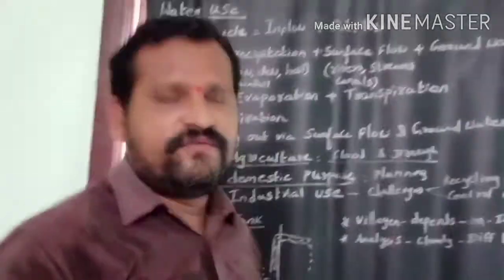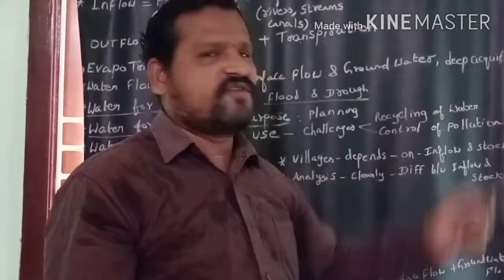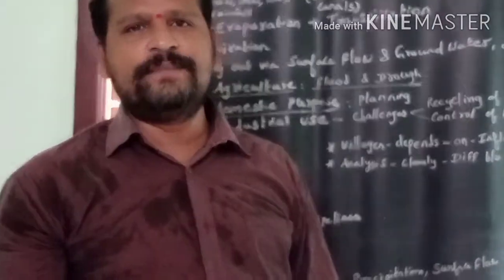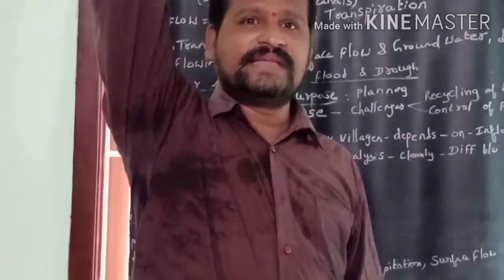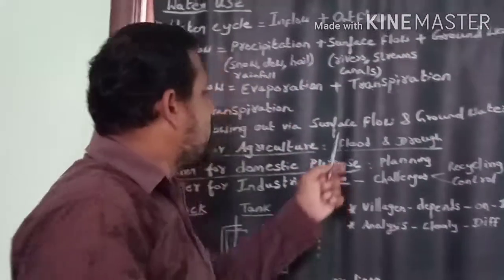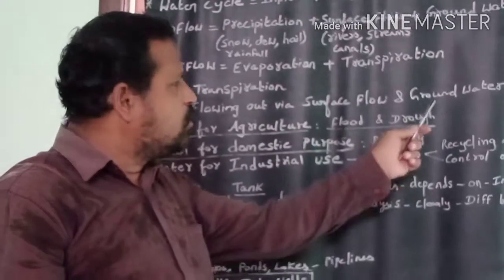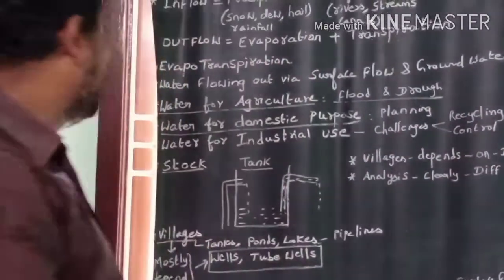Some portion of rainfall water penetrates into the deep aquifer. Deep aquifer means deep water. Some portion of rainfall water penetrates into the deep aquifer that won't be available to us. Here, surface flow water flows in a village, groundwater is available in a village, and deep aquifer water is also available in a village.